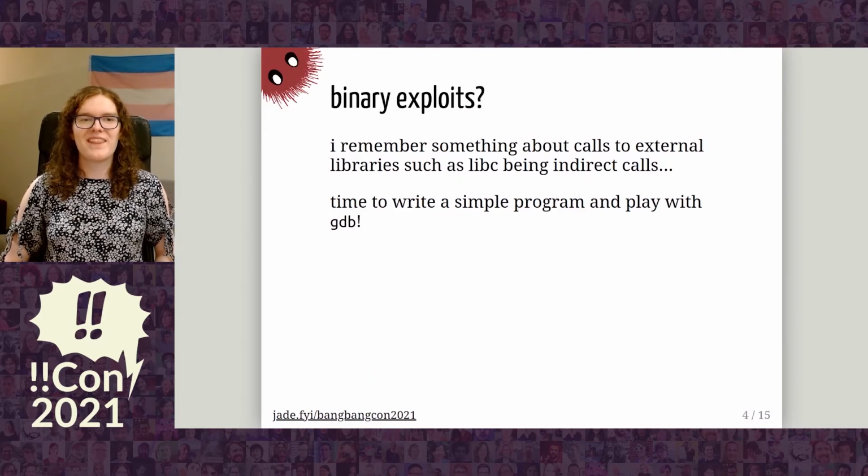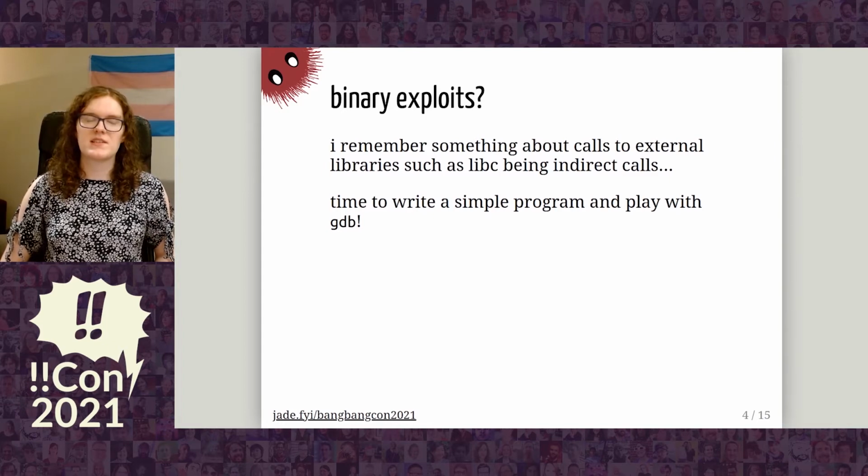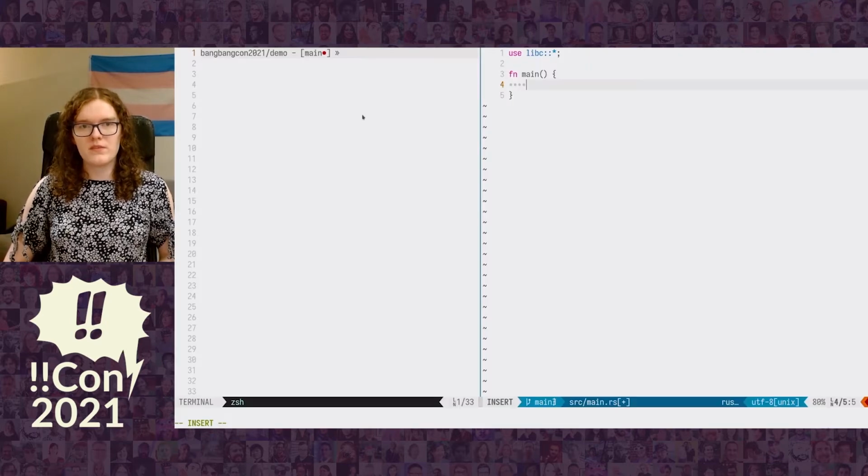They're a friend. So I remember reading about a binary exploitation technique where you could overwrite some function pointers in memory and get the program to go elsewhere when functions from external libraries such as the system C library, libc, are called. Let's try writing a program and see what we can find of those.